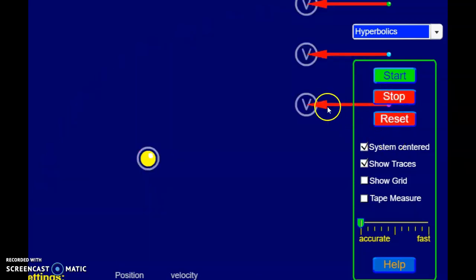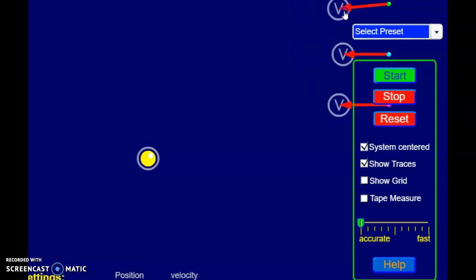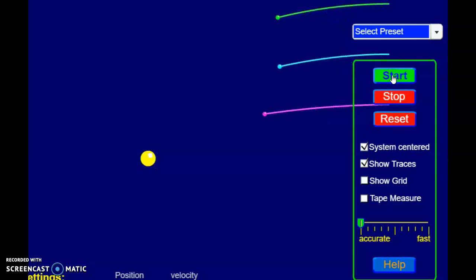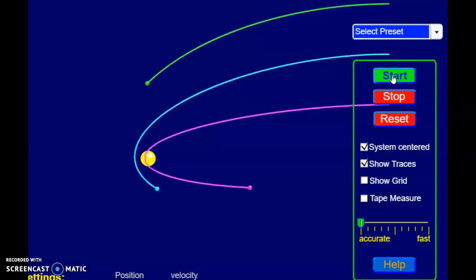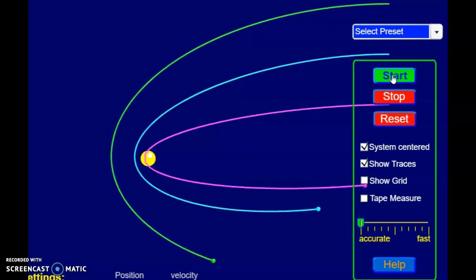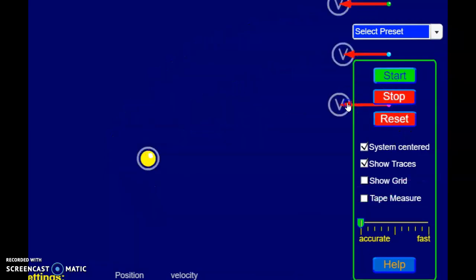Let me reset that here, because I haven't tried this before. Let's see what happens if I make them slower. I hope they're not going to crash into the sun here. All right, let's see. Nope. It's still hyperbolic, huh? It wasn't slow enough. I'll try it again.